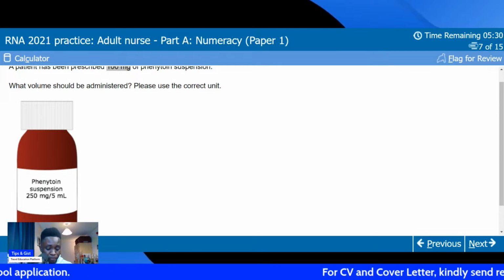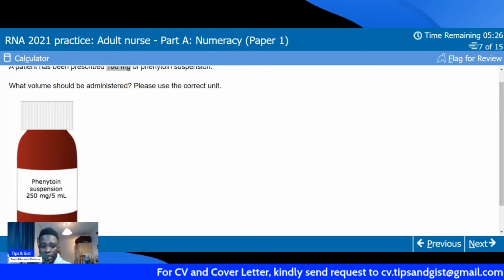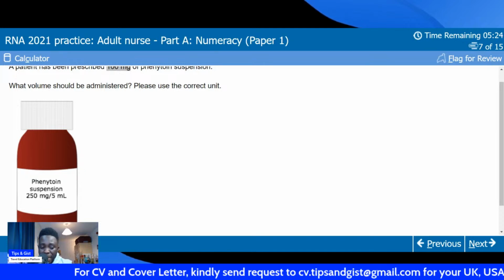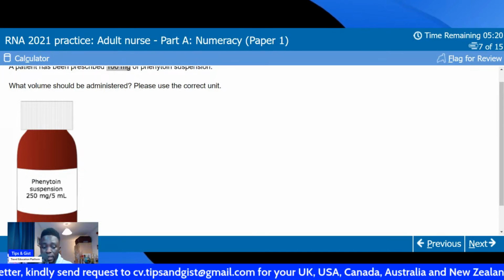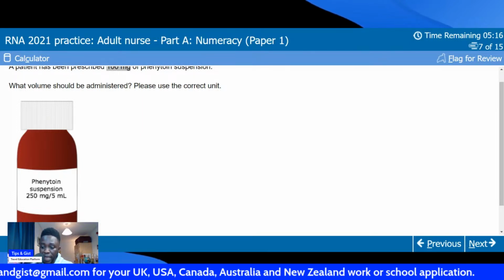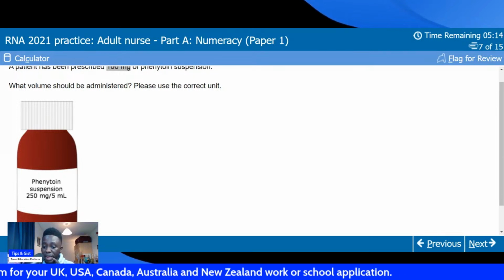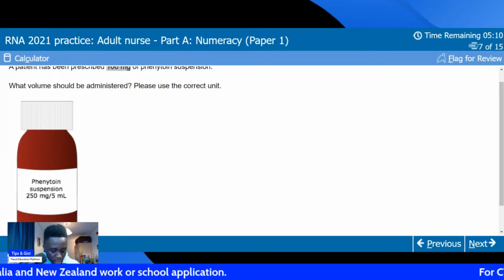So now we have to do our calculation: if 250 milligram equals 5 mils, then 100 milligram equals X. If you do the cross multiplication and everything, then you can give me the answer. All right, so let me do it.